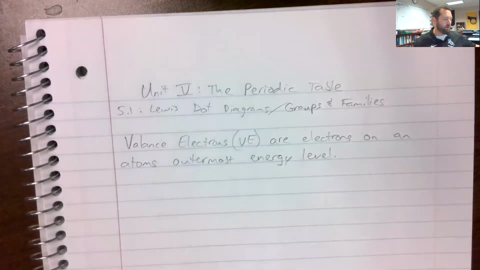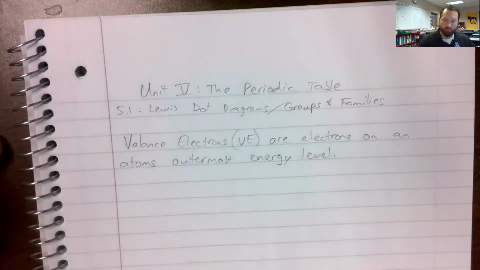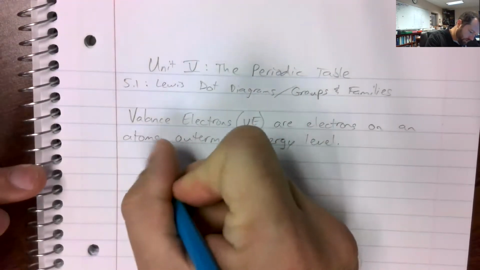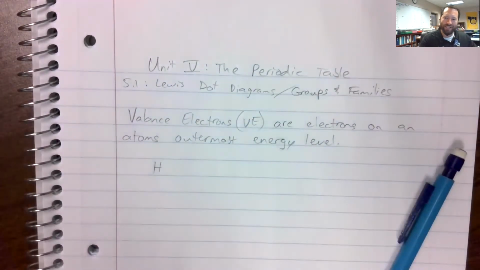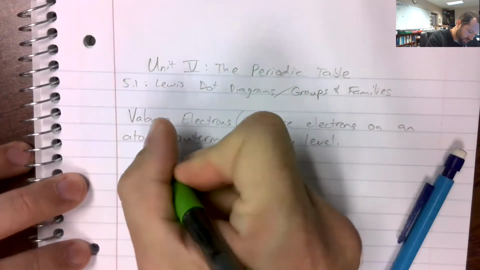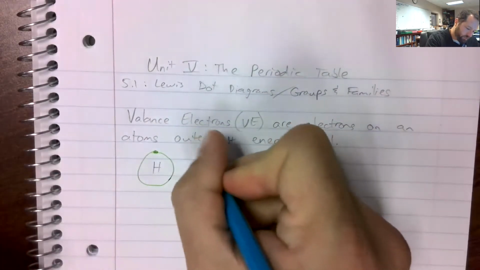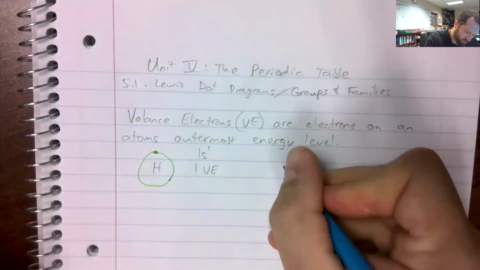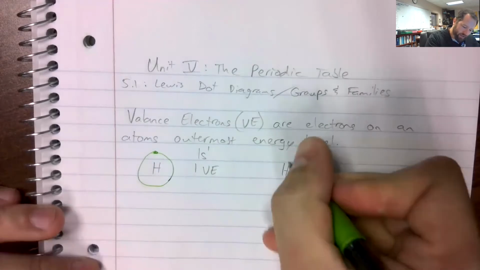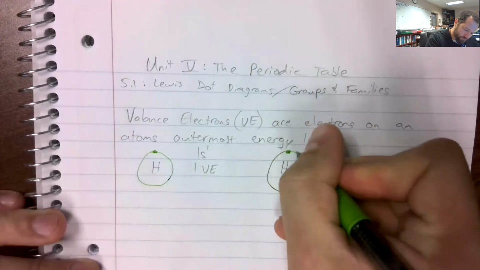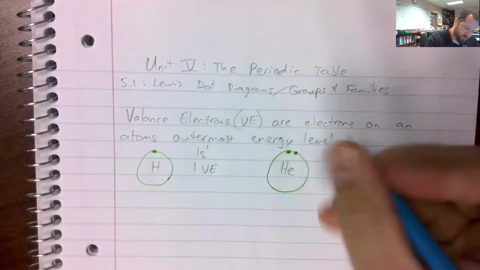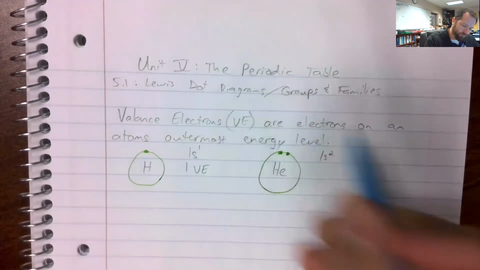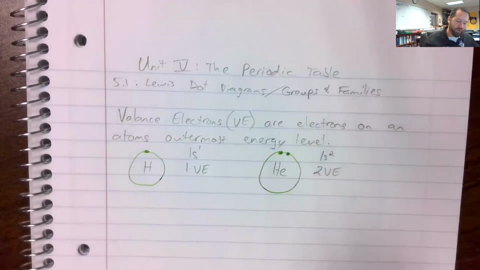And these are electrons that are on an atom's outermost energy level. And they're only the electrons at the outermost energy level. For hydrogen, it's pretty easy. Hydrogen just has one electron. So there's our 1s1 electron, 1 valence electron. That's it. Helium, very similar. There's only one level on helium. And so both those electrons are on the outer shell, the outer level.